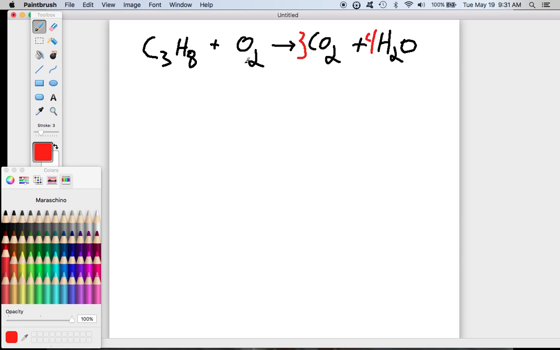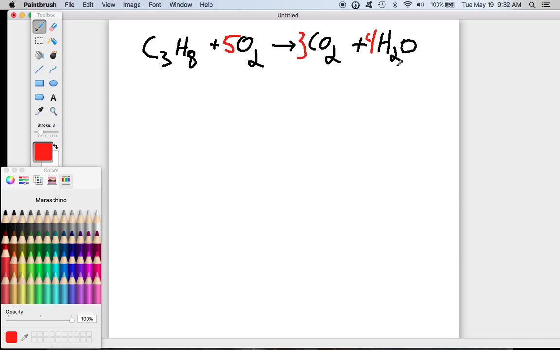And if I look at my oxygens, I only have 2 here, and I have a total of 6 here, 3 times 2, and another 4 over here. And that gets me up to 6 and 4 is 10, so I've got to put a 5 there. Now, this is my recipe. 1 molecule of propane reacts with 5 molecules of oxygen to create 3 molecules of carbon dioxide and 4 molecules of water, at the atomic scale, the microscopic level.